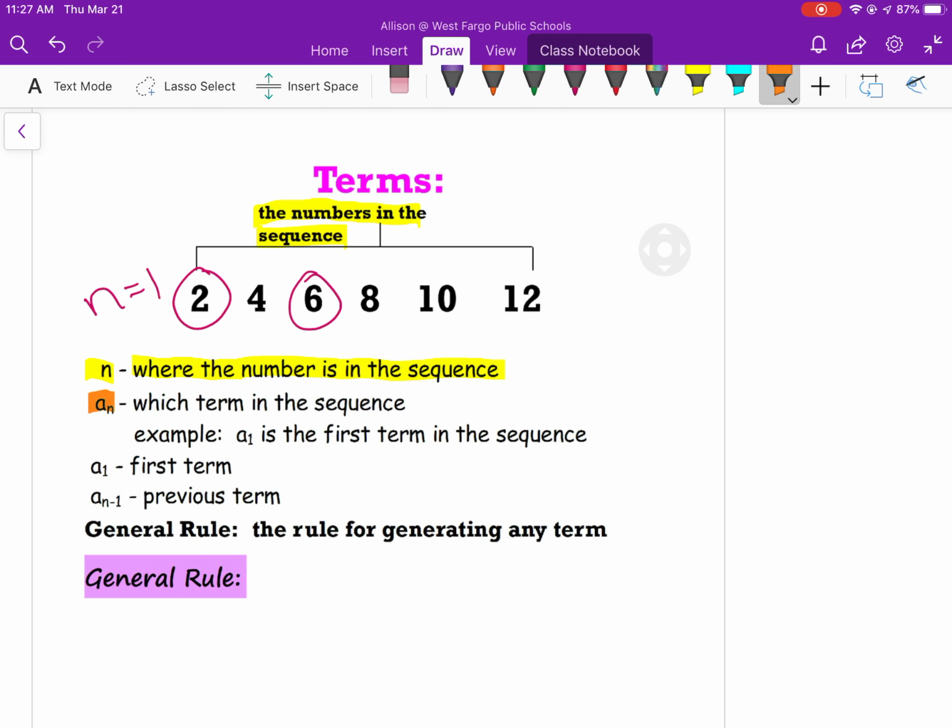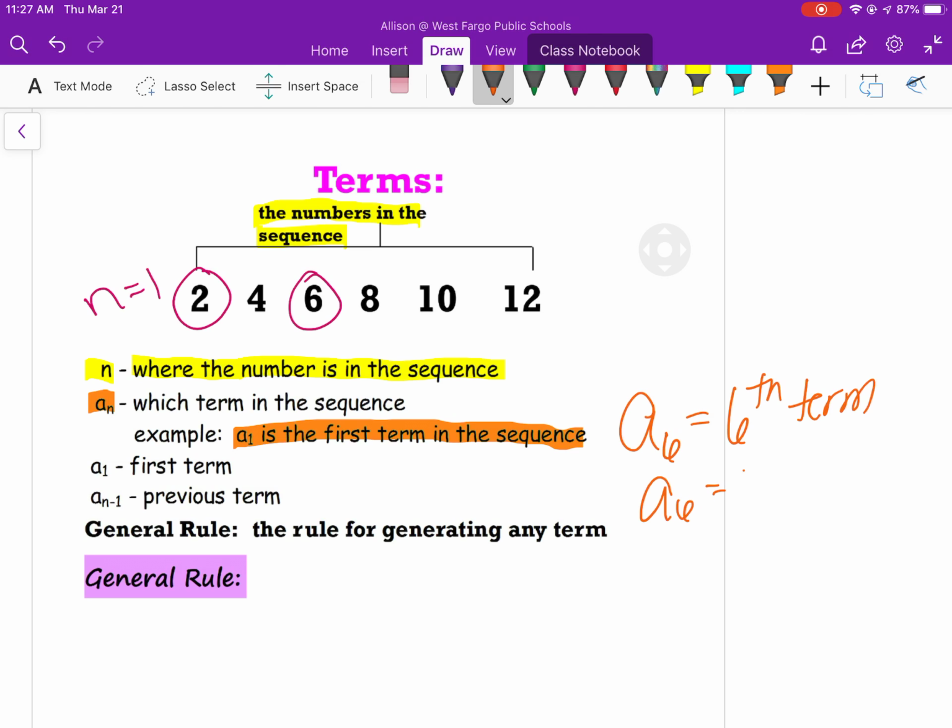A sub n is which term in the sequence. For example, a sub 1 is the first term in the sequence. If I said a sub 6, that would be the 6th term in the sequence. If we look at our example, a sub 6 in this example is 12. So, like I said, we use a sub 1 for the first term, and we use a sub n minus 1 for the previous term.